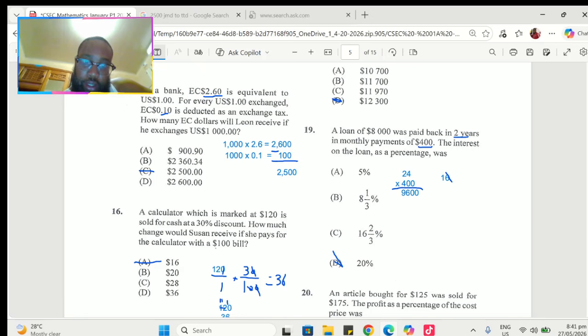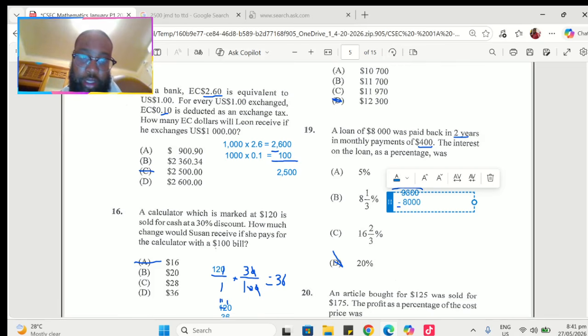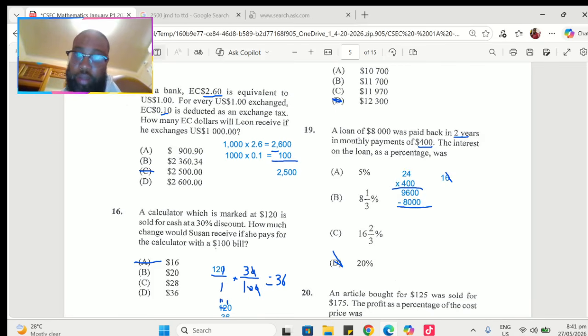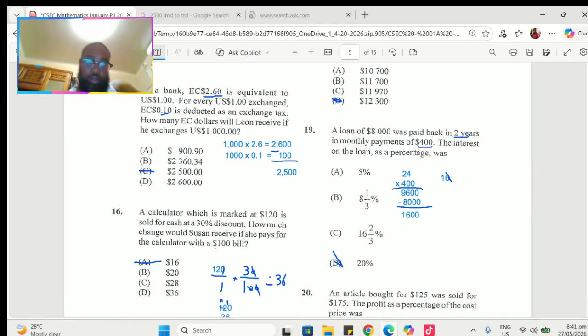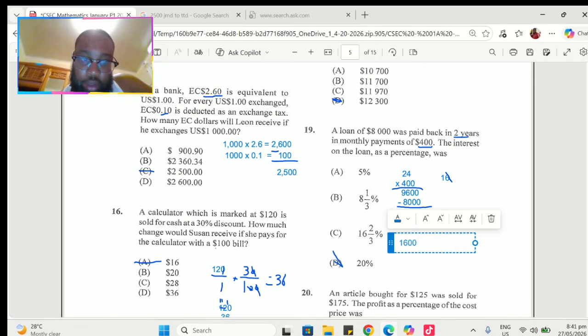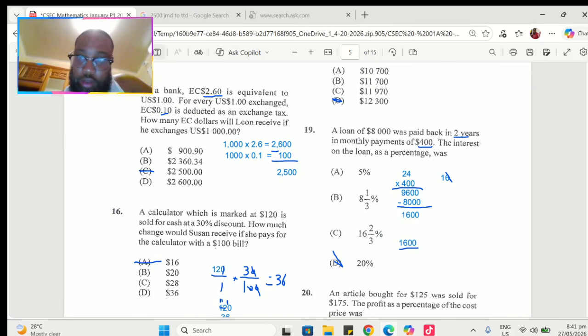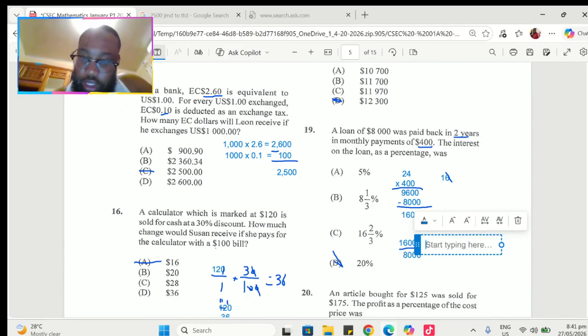The loan was $8,000 and they paid $9,600 to pay it off. The difference between the $8,000 and the $9,600 is the interest they would have paid. So $9,600 minus $8,000 is $1,600. So they paid $1,600 in interest. If I want to know what percentage that is, I take the $1,600 divided by the original amount, or the principal, which was $8,000, and multiply it by 100 to change it into a percentage.